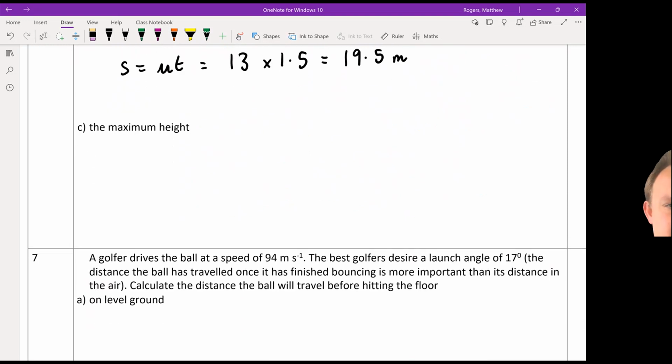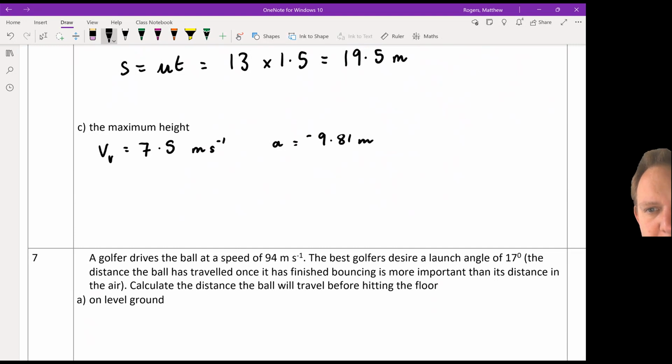So I think what we should say is that we know in the vertical direction, we have an initial vertical velocity of 7.5 meters per second. We have an acceleration of minus 9.81 meters per second squared. And that we know the final velocity. So really, I want a U here, don't I? This is the initial velocity in the vertical direction. The final velocity in the vertical direction is 0 meters per second. That's when it gets to the top of its flight.